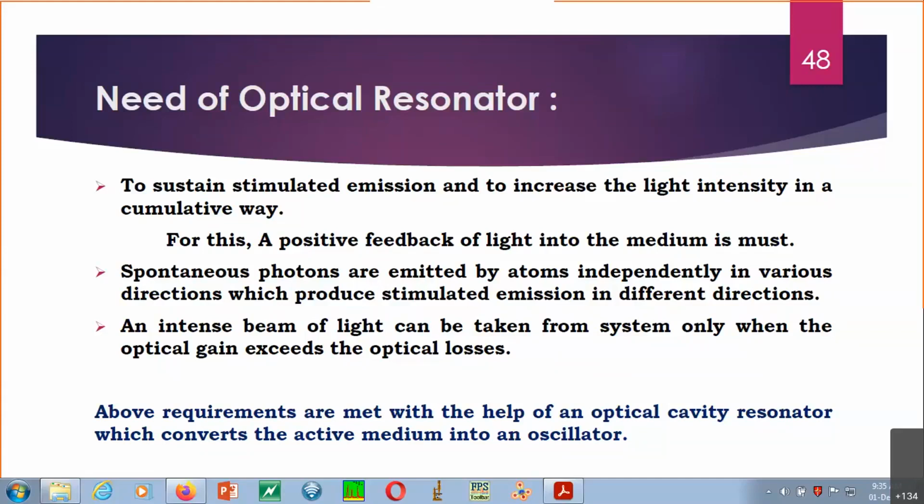An intense beam of light can be taken from the system only when the optical gain exceeds the optical losses. Now again, as I talked about the gain and losses, don't worry about the word optical. Optical in the sense that we are using mirrors etc. in this setup. So the gain coming out from such a setup we know as optical gain. If losses are there, then we know them as optical losses.